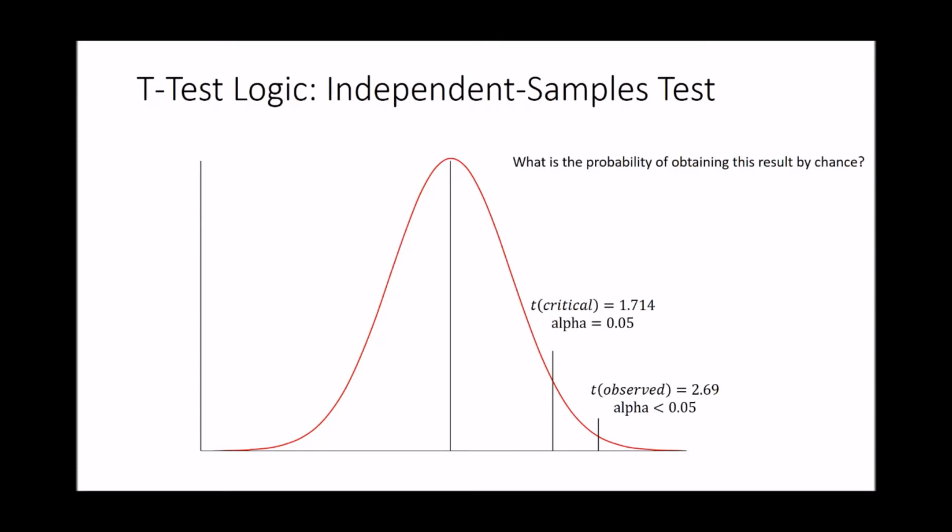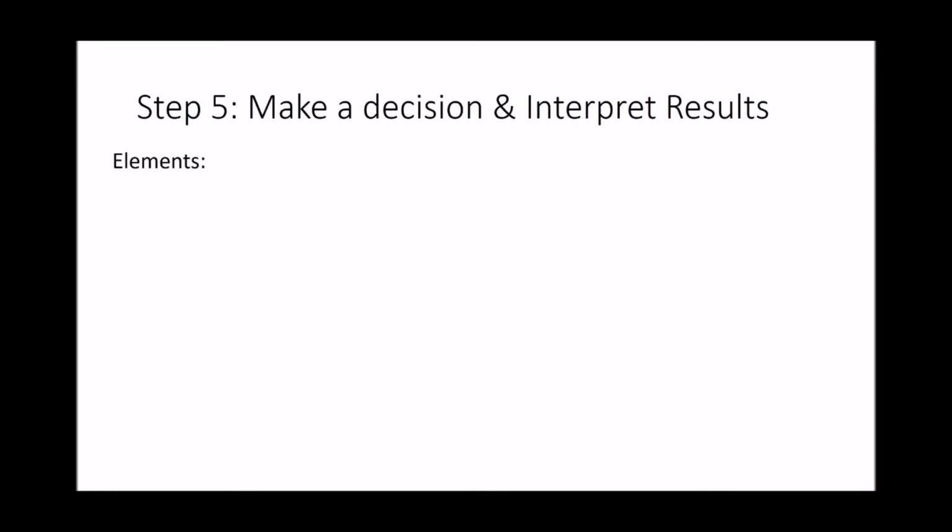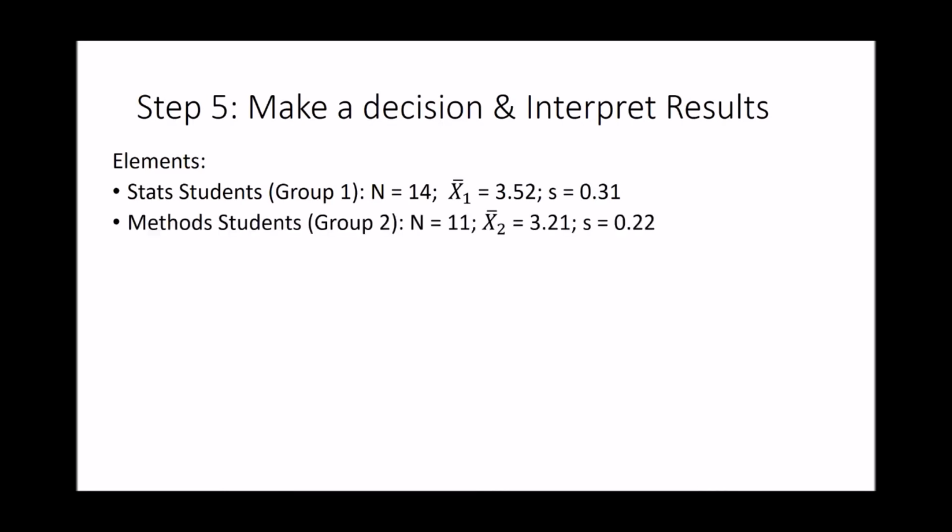So what we're saying is the probability of this result happening by chance is less than 5%. It's very low, and so we are sort of accepting our hypothesis here, right? Or in other words, rejecting the null hypothesis. So this helps us make our decision, right, and interpret our results. So in statistics, it's a little tricky, and we want to be thoughtful about this. There's certain elements in statistics that we want to make sure that we report, and these elements are the mean, standard deviation, and sample size for both of our groups.